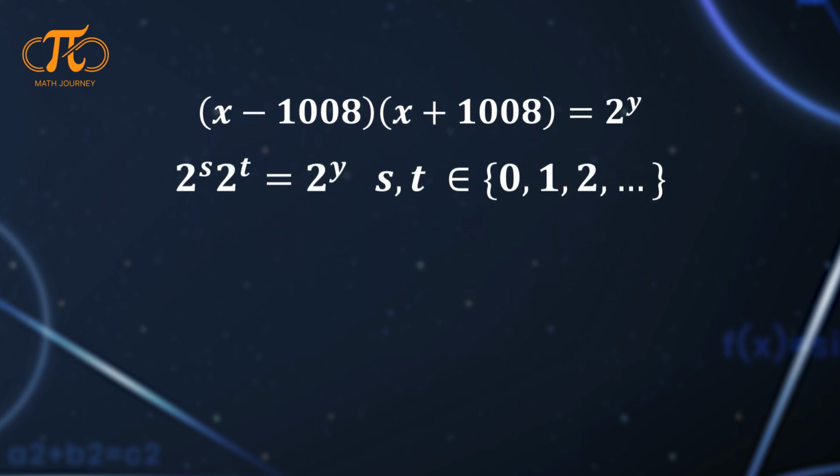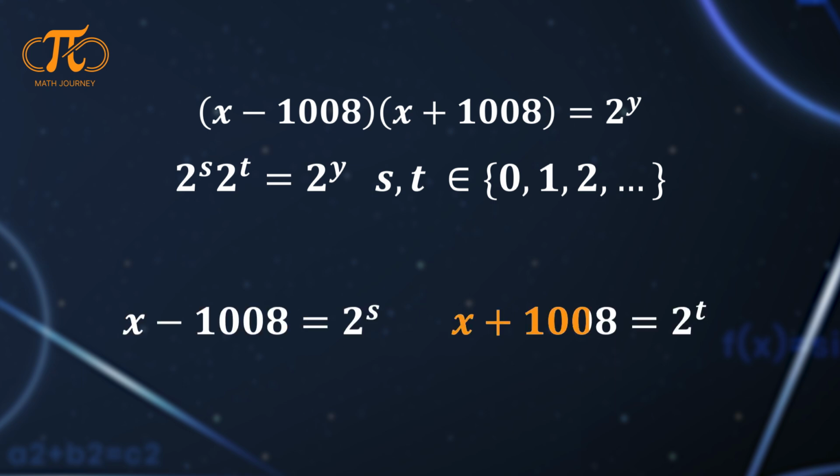Now, because x and y are positive integers, both x minus 1,008 and x plus 1,008 must be powers of 2. So let's set them as x minus 1,008 equals 2 to the power of s. x plus 1,008 equals 2 to the power of t. Where s and t are non-negative integers, and t is greater than s.